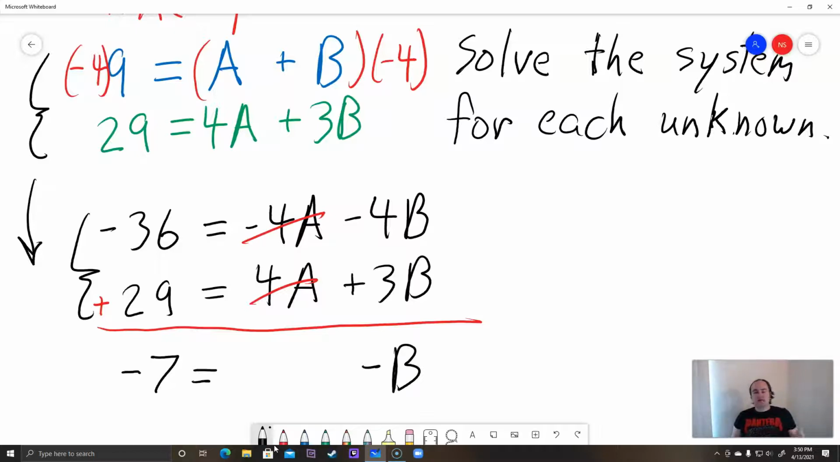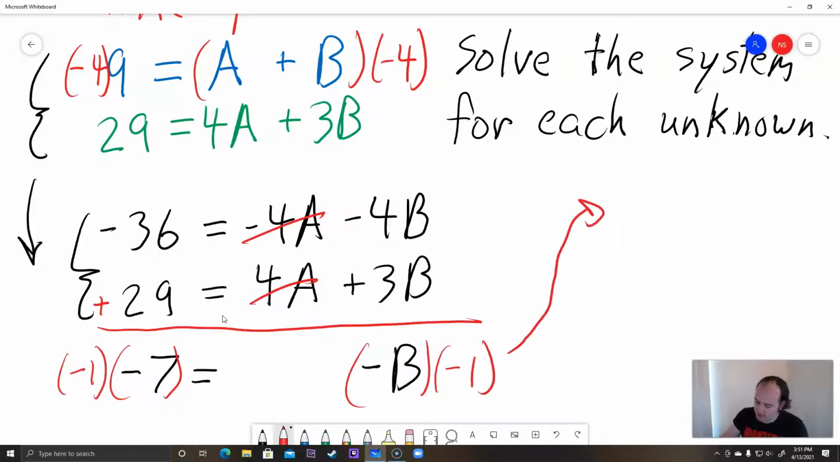Okay, so we actually have negative 7 equals negative b. And of course, we can solve this for capital B by multiplying both sides by negative 1. Okay, so if I multiply both sides of this equation by negative 1, then that's going to give me b equals 7, right? Because the negatives cancel out on both sides. And so we get capital B equals 7. Now that's not actually our answer, that just means we solved one of the unknowns. But I said solve the system for each unknown, so in this case we still need to find A.